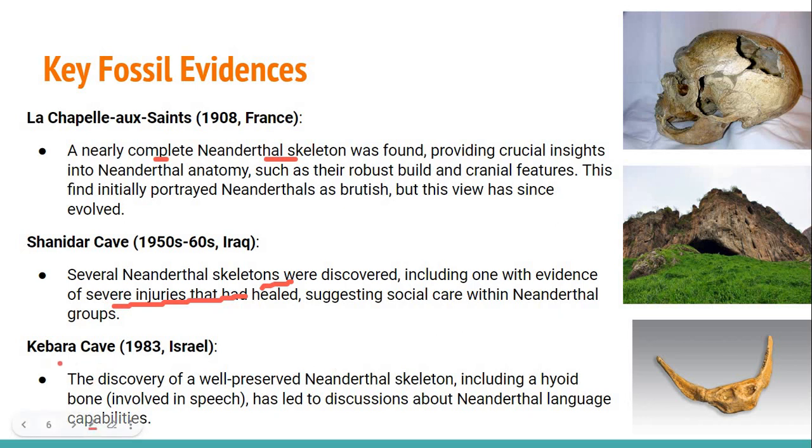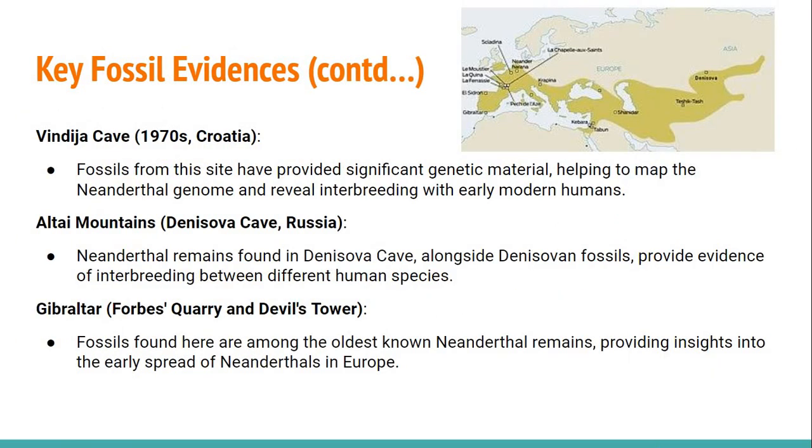Then came the fossils from Kibara cave in 1983. The discovery of a well-preserved Neanderthal skeleton, including a hyoid bone. Why is the Kibara cave fossil important? Because from there we have found a hyoid bone, and this bone is involved in speech. This has led to the discussion about Neanderthal language capabilities. Now, the presence of this hyoid bone indicates that Neanderthals may have been capable of using some kind of language.